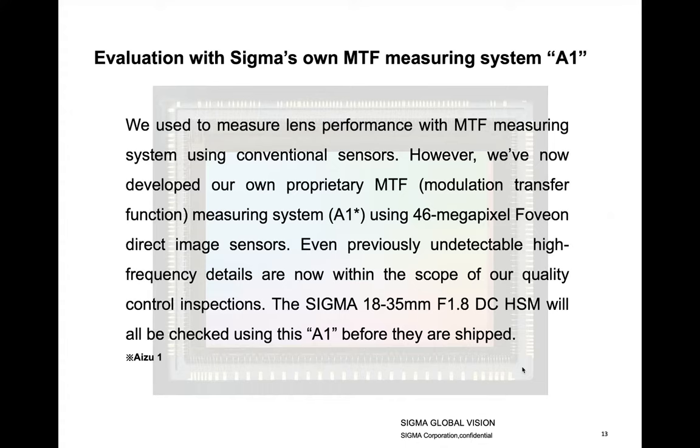So this is the MTF measuring chart through which each and every lens coming out of the Sigma factory is checked with a 46 megapixel Foveon sensor to test the quality. The flare, the vignetting, everything is tested before it goes to sales. Next slide, sir.